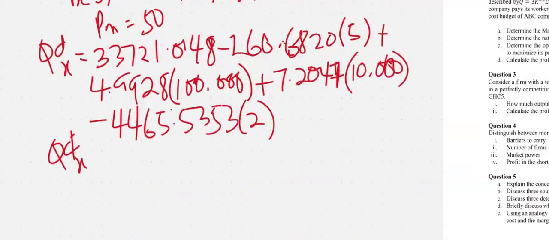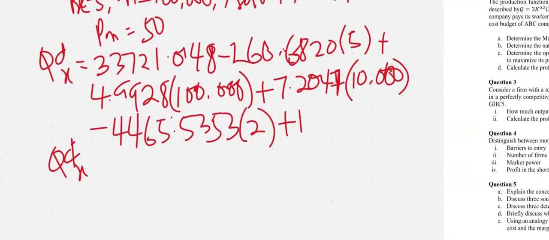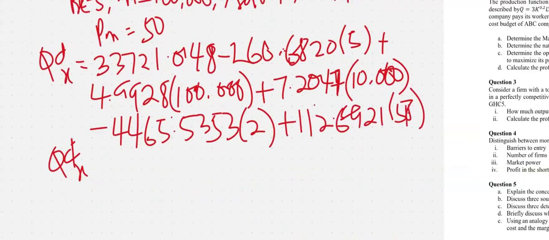Plus 112, 0.6921, to bracket 50. That's it. So multiply. You should add everything and give me the final answer. 595. A moment. 595. 448.